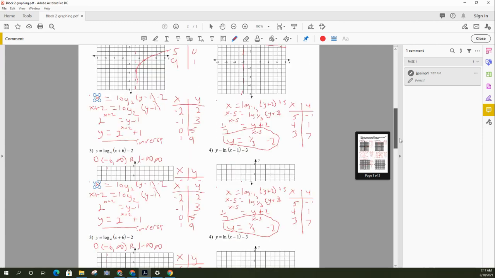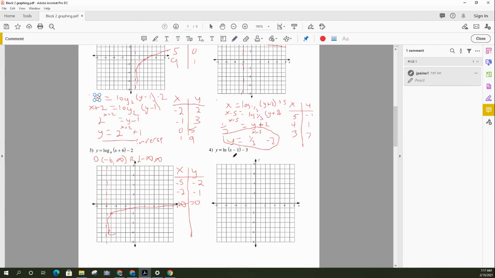Okay, number 4 is a natural log. So that means the base is e. All right, so number e is approximately 2.7. Okay, so when we do our direct table, our x's are going to be written with base e, and then you'll use your calculator to approximate that value here. So we know our vertical asymptote is at +1.